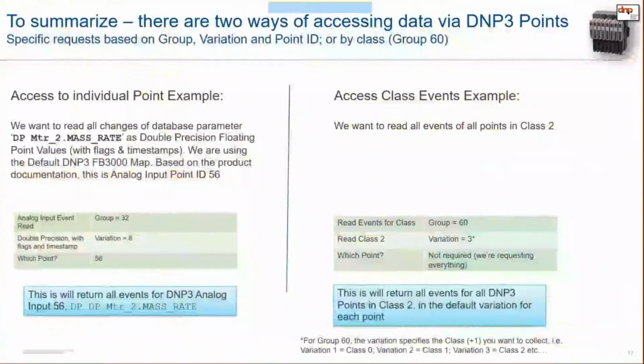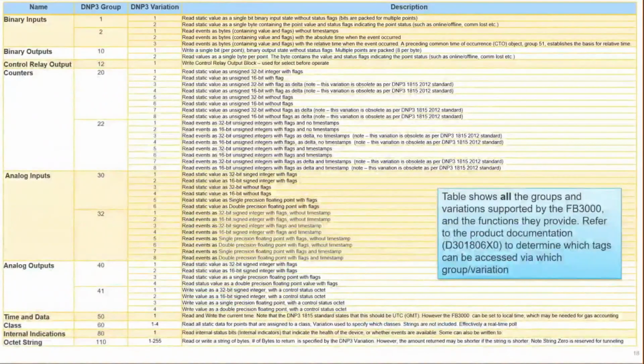Now, the next slide, I am not going to go through. As you can see, it's a little overwhelming, but anyone who's using the FB3000 may want to print this out and put it on the wall. This information is all in our standard documentation, but I've collated it in a single table.